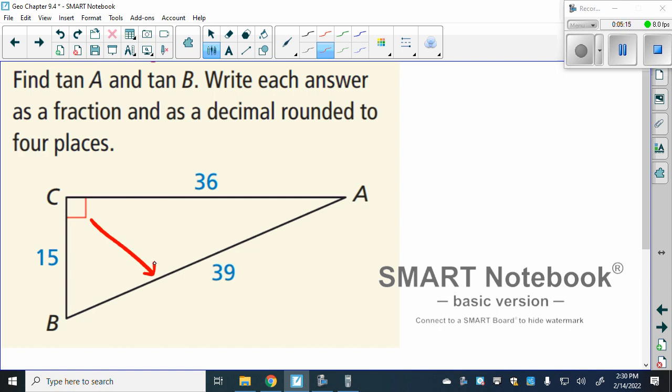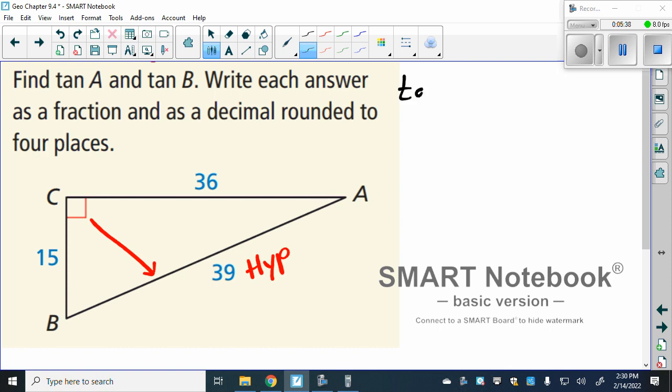And it works out that way. Part of our side inequalities is that the biggest angle is always opposite the biggest side, and the biggest side is always opposite the biggest angle. For a right triangle, 90 is always going to be the biggest angle. So that tells us that 39 is the hypotenuse.